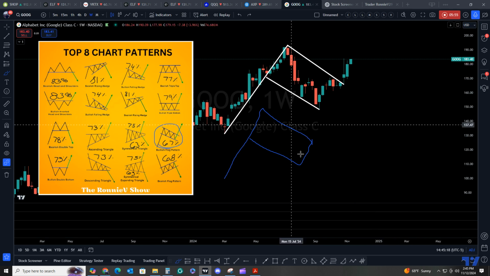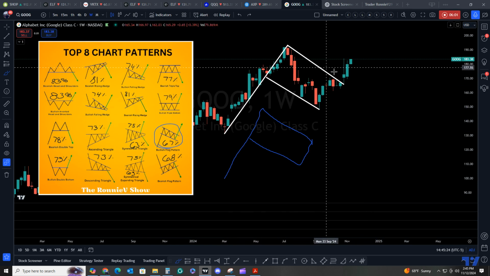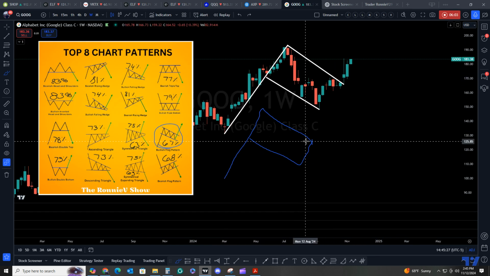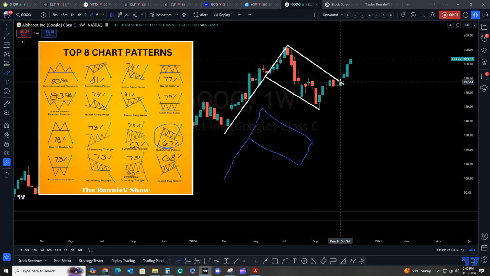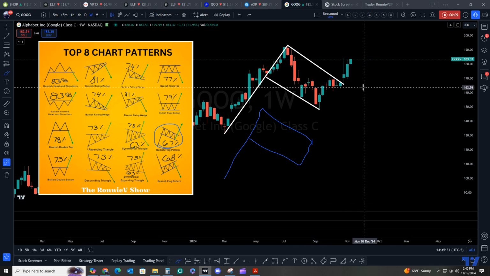Now, I go more in depth into more trading ideas and everything like that on my other videos on here, but we're just going to keep this simple. Like I said, with the bull flag, we have a 67% success rate when we break through. 80 to 90% of the time, we will pull back and retest.